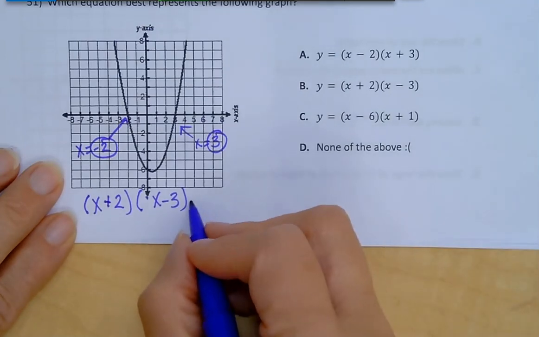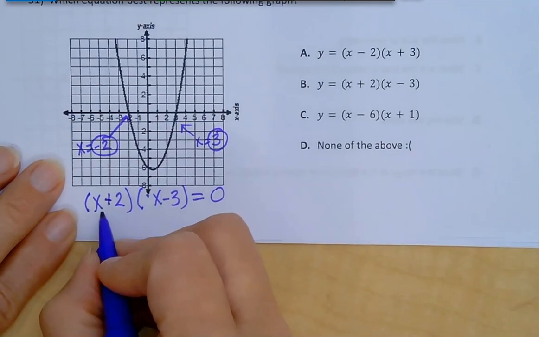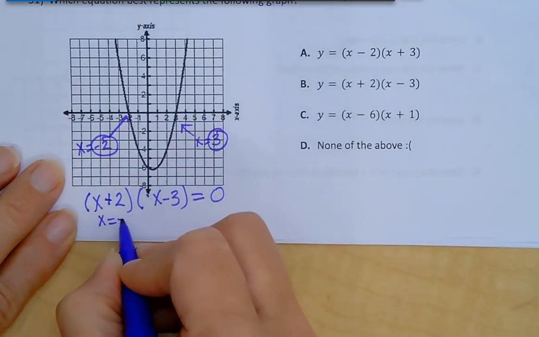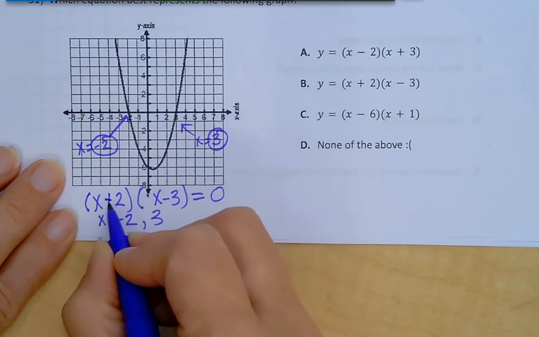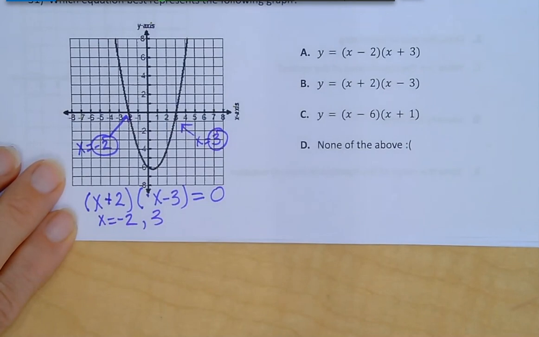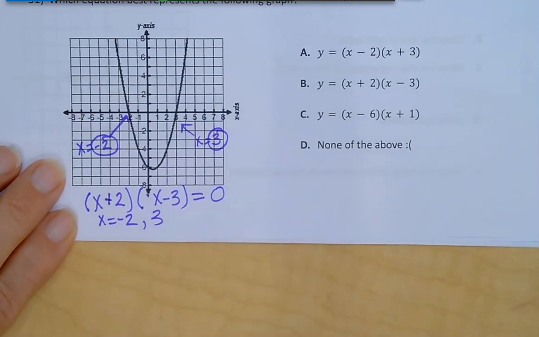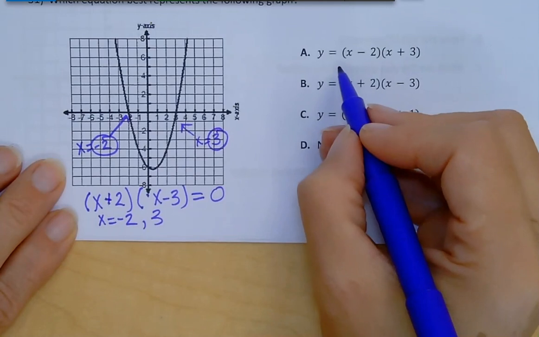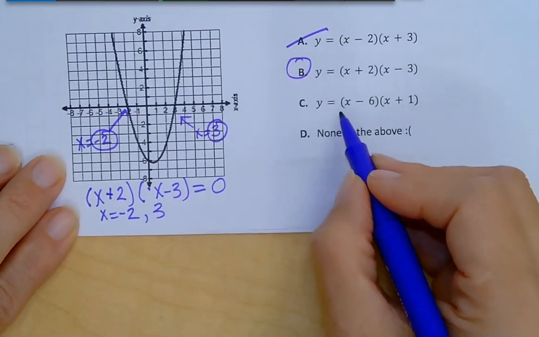So here's a quick reminder. When I do that, of course, that would equal 0 to get my zeros. I'm just checking to make sure I did this right. This means that x has to equal negative 2 and positive 3. I'm double checking that is in fact what I see on that graph. So I want x plus 2 and x minus 3, it's going to be this one.